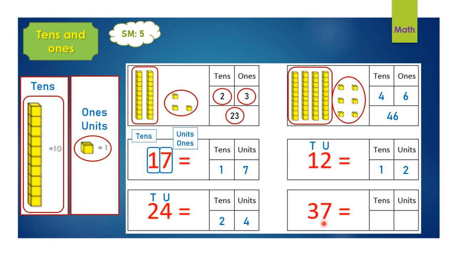Let's move to the next one. Here I have, can you read this number? Excellent. It's 37. Okay. Now, which one is units? 7. Which one is tens? 3. So, how many in the units place? 7. How many in the tens place? 3. Is it hard? No, it's easy.